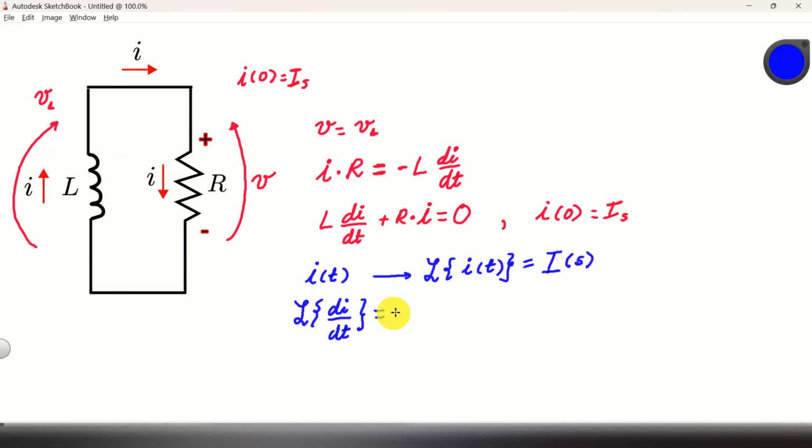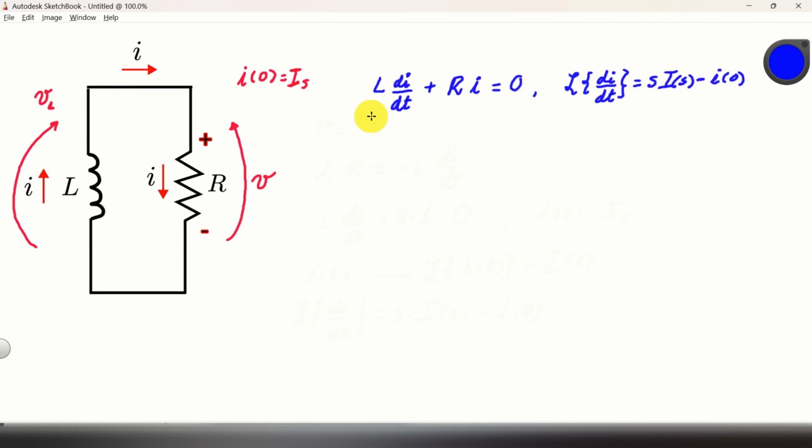This is equal to S, where S is the Laplace complex variable, multiplying the Laplace transform of I of t, that is I of S. And then over here we have the initial condition in the time domain, with the minus sign. Again, the Laplace transform of the first derivative of the current is S multiplying the Laplace transform of the current, minus the initial condition I of 0. This is the first formula that we need to apply.